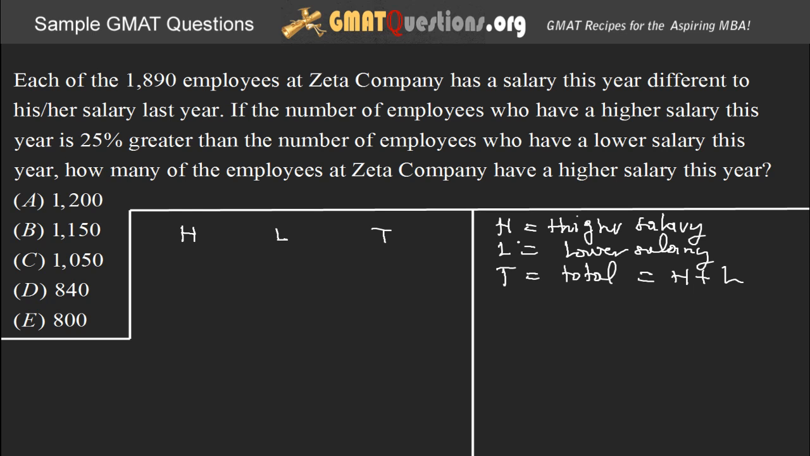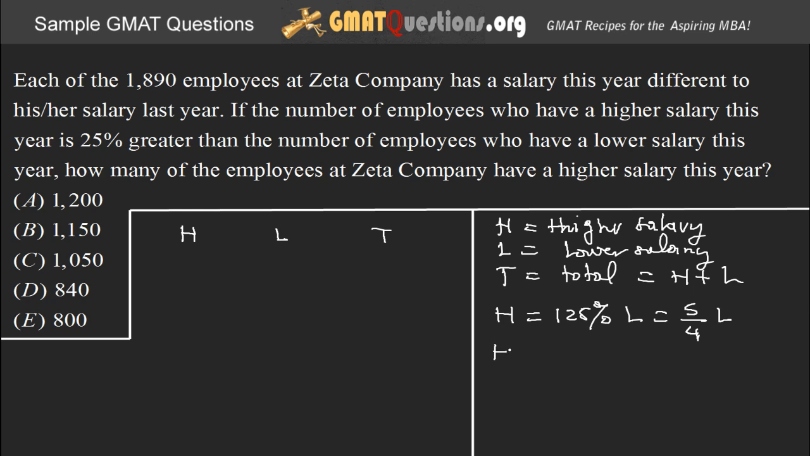We are told that the number of employees who have a higher salary this year is 25% greater. As you know, that means that H is equal to 125% of L. But better, this is equal to 5 over 4 L. 125% as a percentage is equal to 5/4 as a fraction. I hope you understand that.